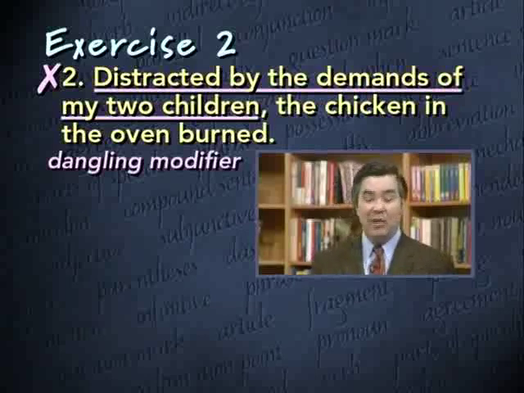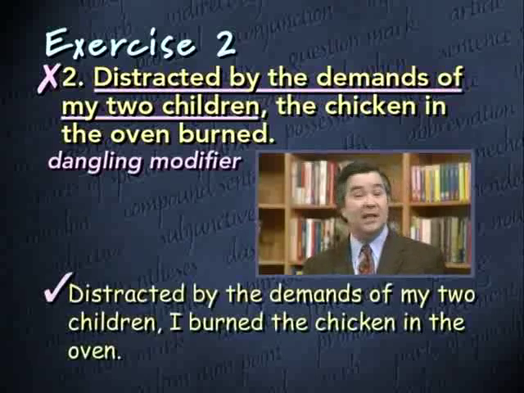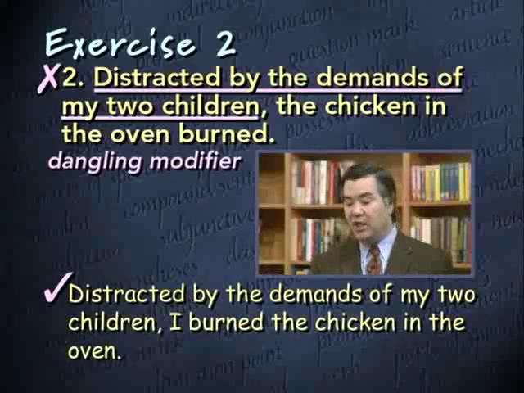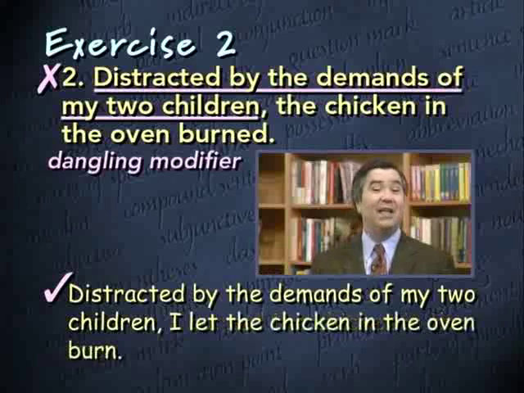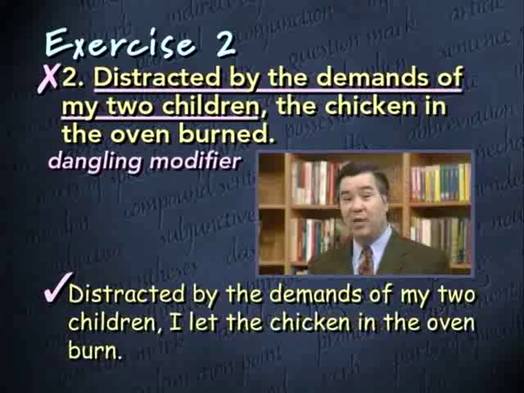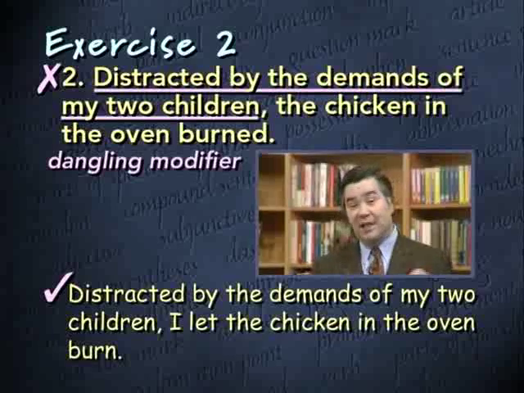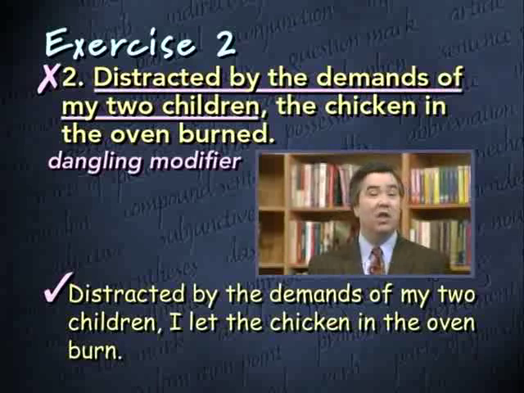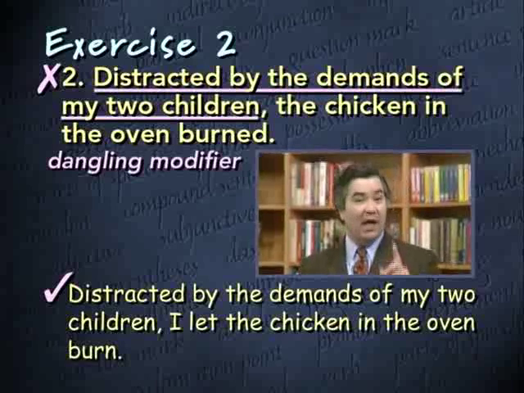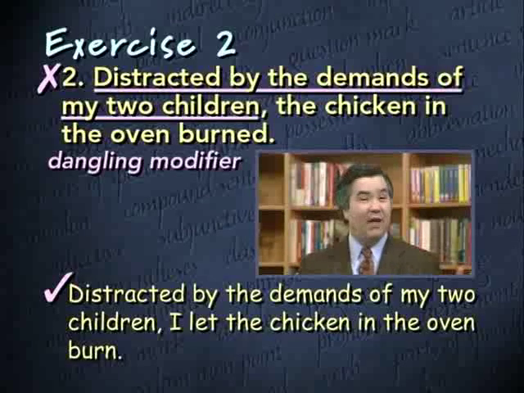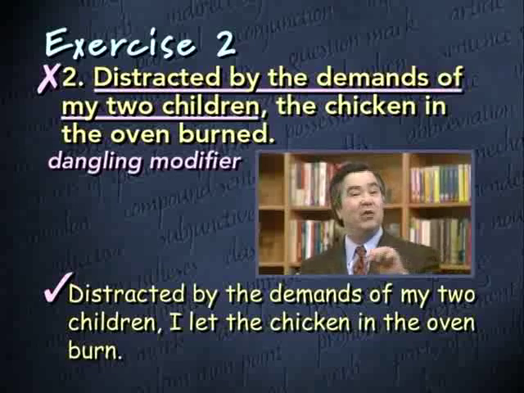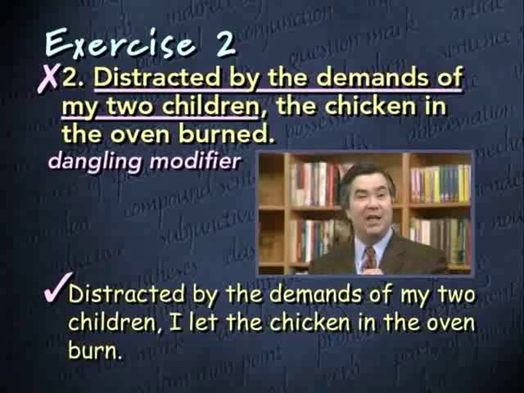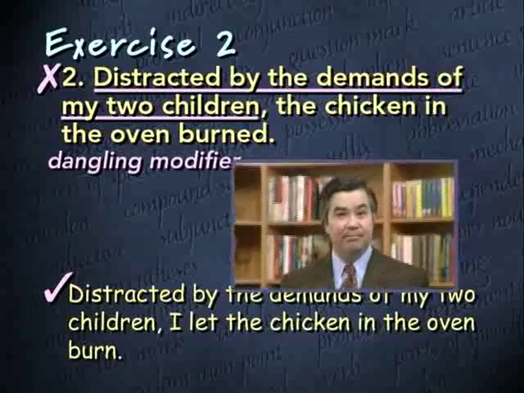So the sentence might read something like this. "Distracted by the demands of my 2 children, I burned the chicken in the oven." Or you could say, "I let the chicken in the oven burn," whichever seems like a more appropriate way to write it to you. The important thing is that the modifying phrase, "distracted by the demands of my 2 children," should be followed immediately by the word "I." So that way the modifier won't dangle. Instead, it will be nicely connected to the word that it's intended to modify.